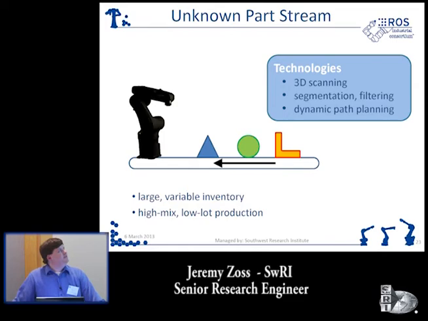So this example is if you've got an unknown part stream. So maybe your robot's sitting there and your particular work cell gets a constant stream of incoming parts and no 2 parts are the same. You've got a tremendous volume of different kinds of parts. Maybe every part is unique. Rather than trying to build a robot path from CAD data or teach the path for the robot for each part, it would be nice if it could just automatically generate it. And ROS is well suited for that.